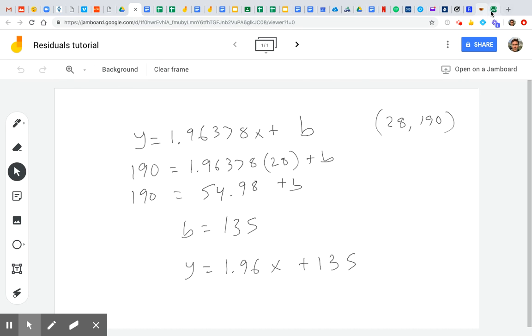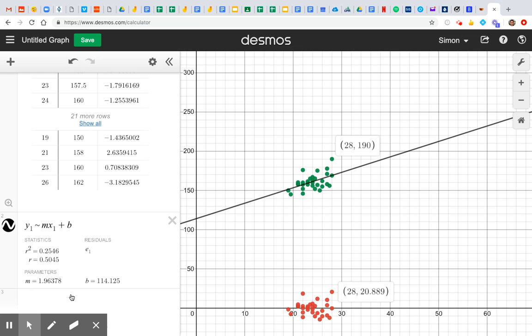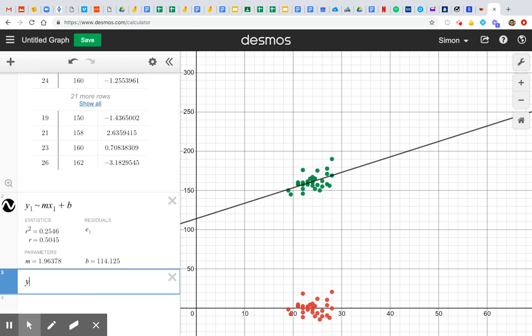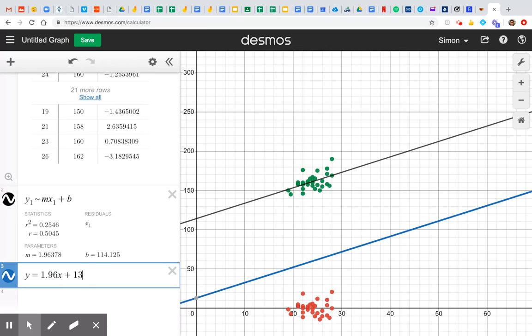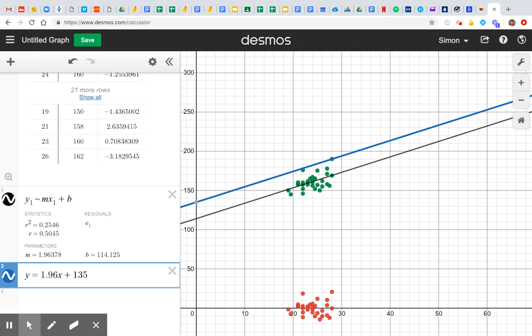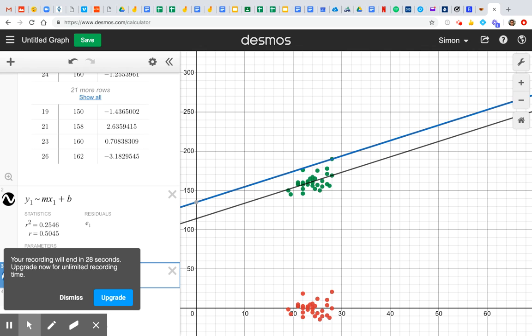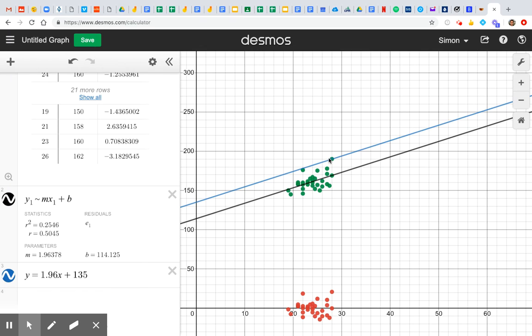So now I'm going to go back over here, and I'm going to type in a new equation, y equals 1.96x plus 135. And what you see is a line that's parallel to my line of best fit and passing through the furthest point away, so that all other points will be within that bound.